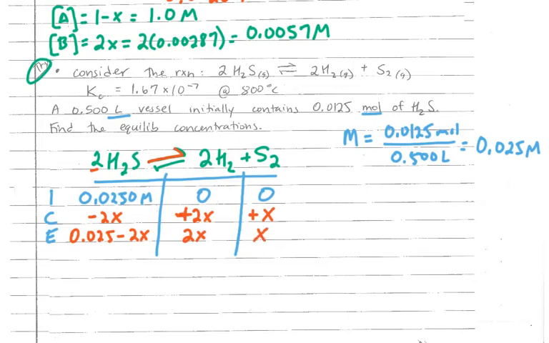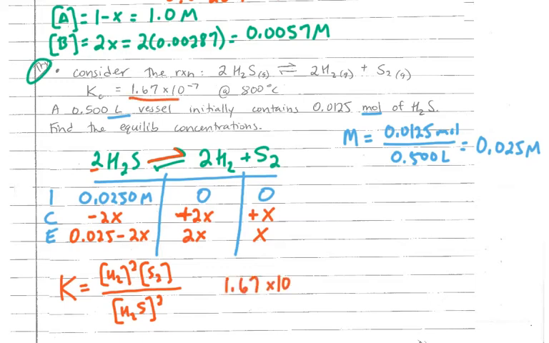So our equilibrium constant expression here is going to be H2 squared times S2, the concentration of the products, over the concentration of the reactants. This will be squared as well. We're given a K value of 1.67 times 10 to the negative 7th, and we can plug in those equilibrium concentrations we just figured out. So this will be 2x squared times x. These are just coming from there.